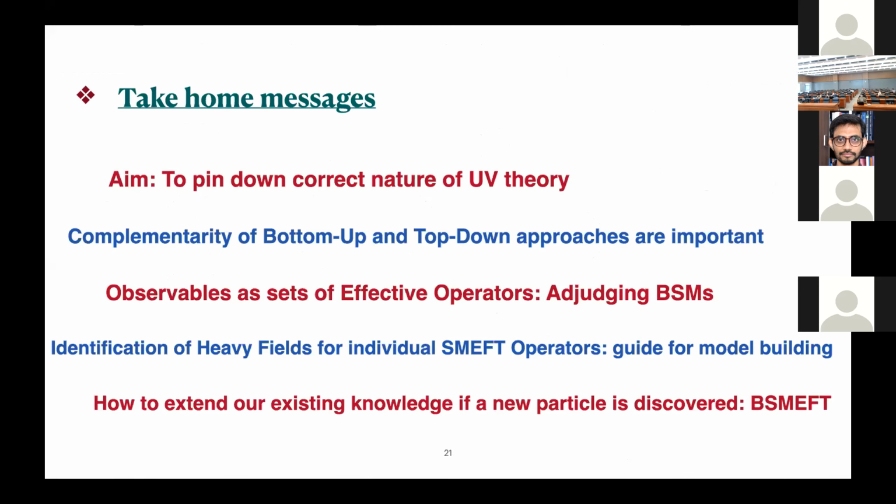So now, what is the take-home message? As we can agree, our primary aim is to pin down the correct nature of the UV theory, and we find that complementary analyses from the bottom-up and top-down approaches are important to pin down the correct nature of physics. And here we need to find different kinds of observables, which are nothing but a set of effective operators, to adjudge different kinds of BSM theories, which are reduced in terms of their effective theories.